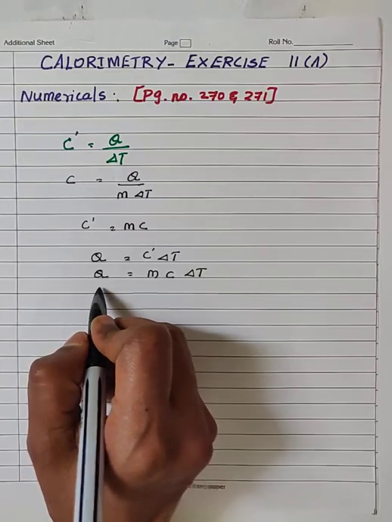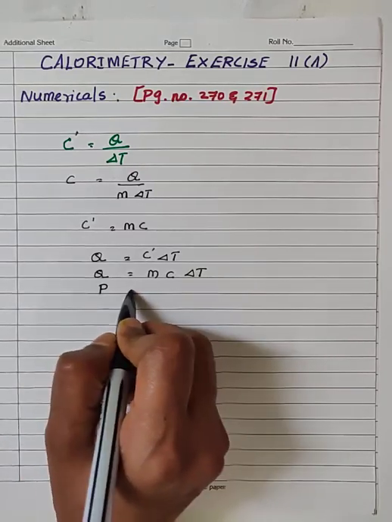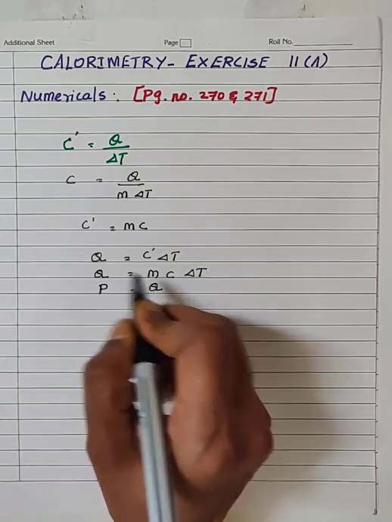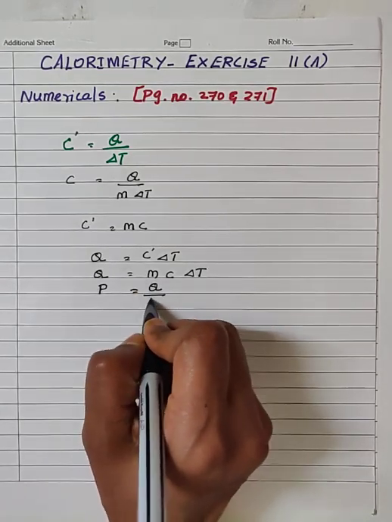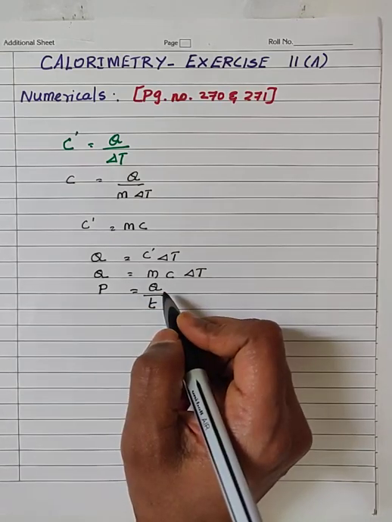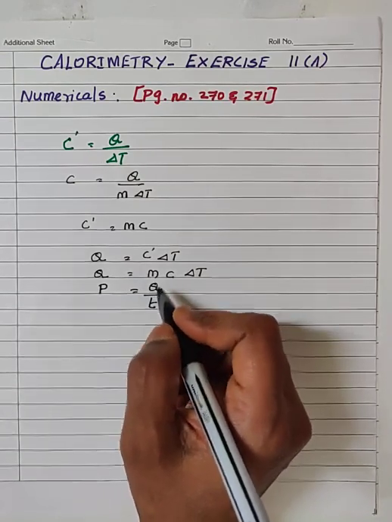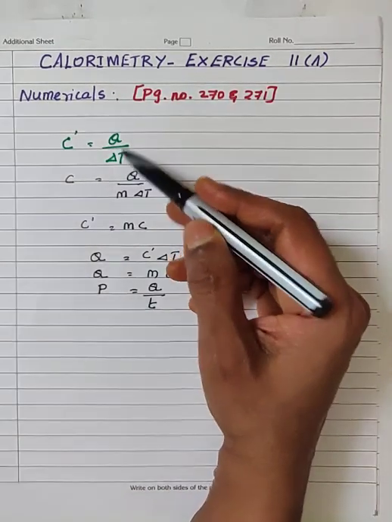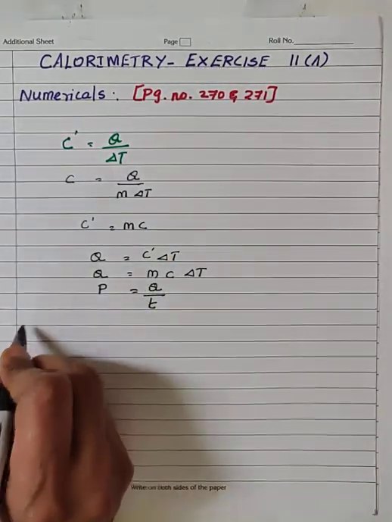Already in the electricity chapter we have studied electric power is equal to energy by time. Here we are using the symbol Q for energy, and for time we are going to use the symbol t. This expression we have studied in electricity: electric power is equal to energy by time. Now I write what each letter we have used in the expression represents here.